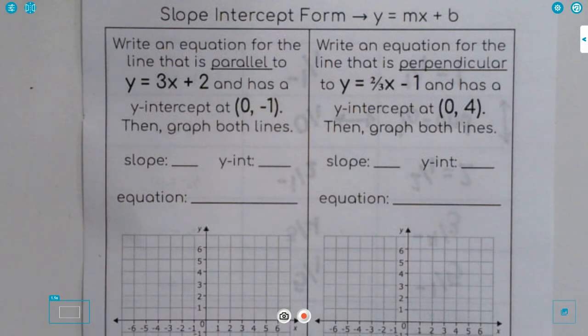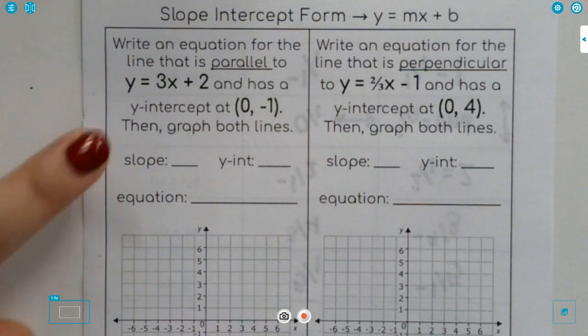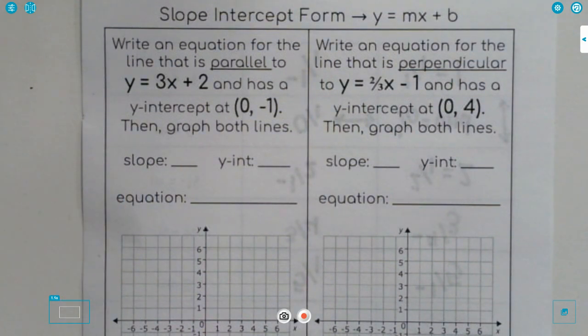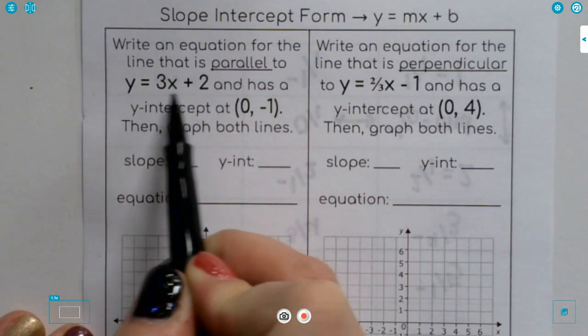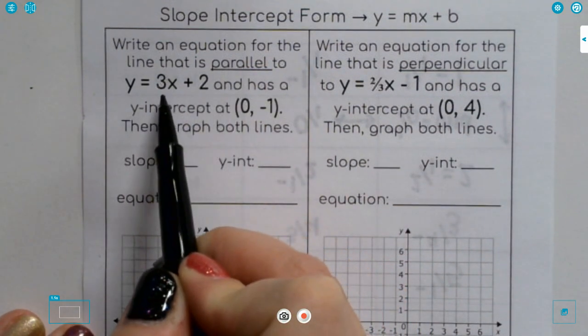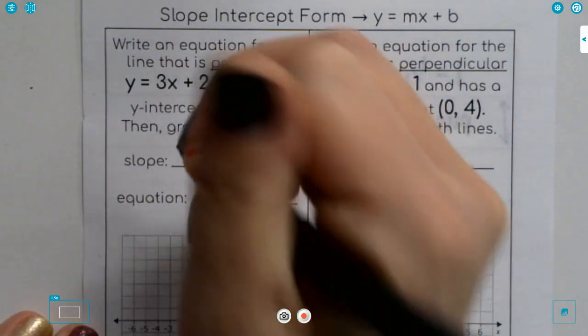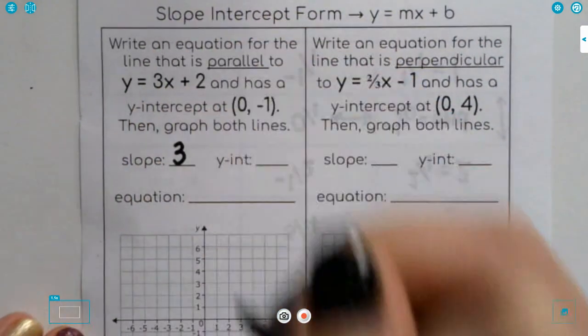Write an equation for the line that is parallel to y equals 3x plus 2 and has a y-intercept at (0, -1). So we are giving you the information and you are putting it in an equation. Then we are going to graph both lines. These blanks are for us to write our new equation. We know we want to be parallel to y equals 3x plus 2. If we want to be parallel, we want to have the same slope. So my slope is going to be the exact same. It's going to be 3.